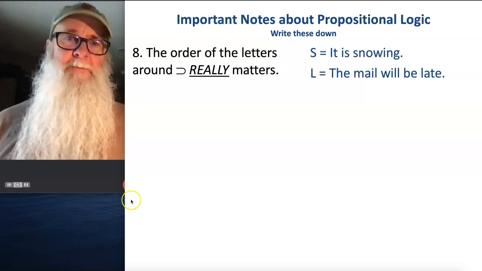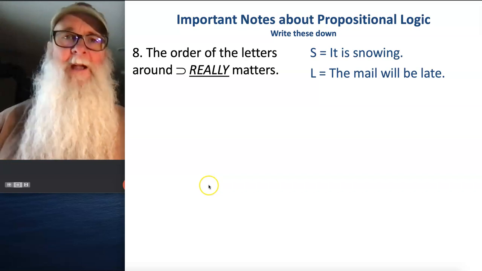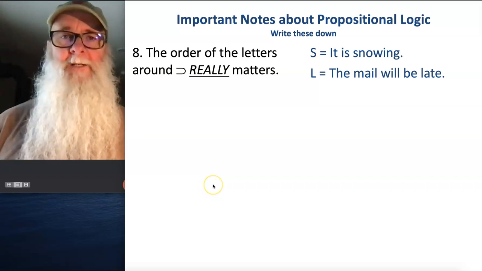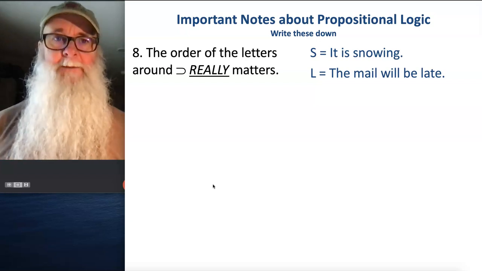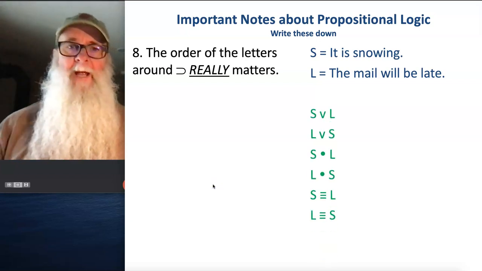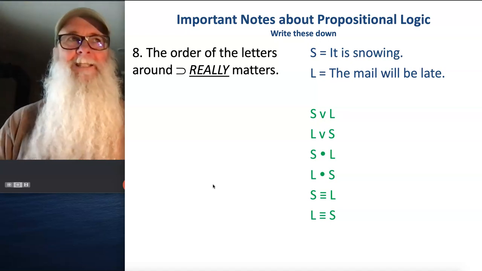Some important information related to the use of horseshoes. The ordering of the letters around the horseshoe really matters. In other words, which letter appears on which side of the horseshoe is going to be really important. With other connectives like wedge, dot, and triple bar, the ordering of my sentences around the connectives isn't terribly important.